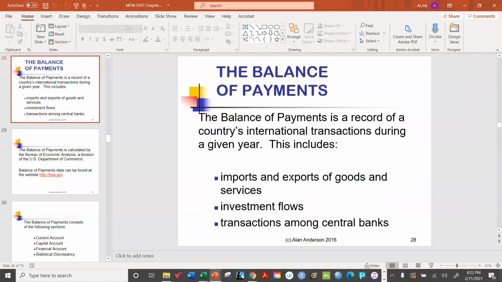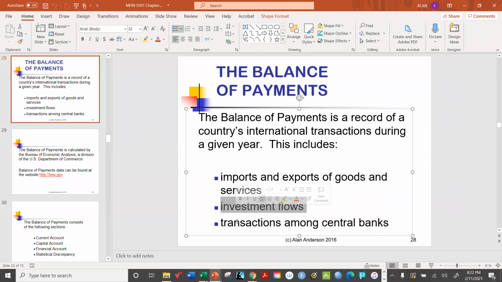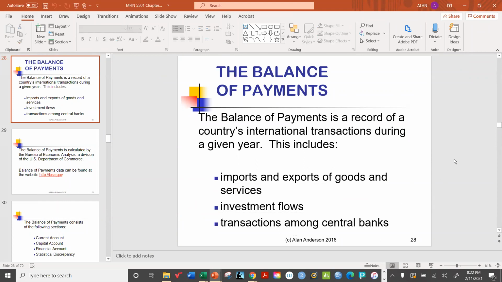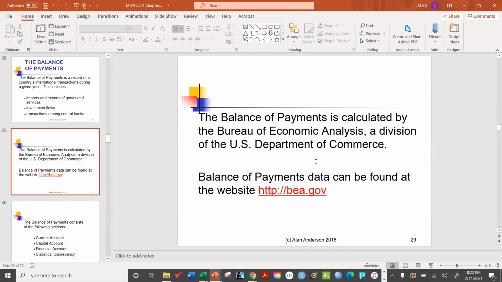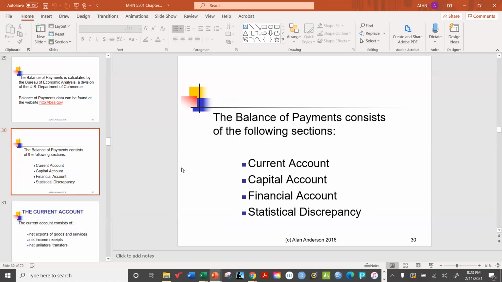So we have a lot of things going on here. It's not just imports and exports. We have flows of investments like stocks and bonds, and occasionally we have transactions among central banks. And we'll discuss that further later on. But any types of gold transactions are typically going to be made between central banks, like the Fed and the central bank, let's say, of England. And here's another link where you can find this information.